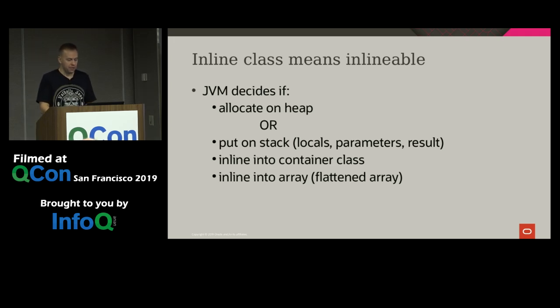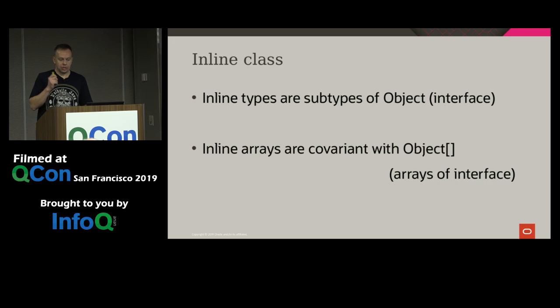But again, our key feature is to embed inline types into containers, upper containers like other classes or arrays. Those are our key goals. And for locals, put it on the stack or completely eliminate it. And there are two other functional features which I want to emphasize here. First of all, inline types extend Object. It means that an inline value could be assigned to an Object variable, and also inline arrays are covariant with Object or interface arrays. Even if it's a flattened array without references, you can assign that array into Object.